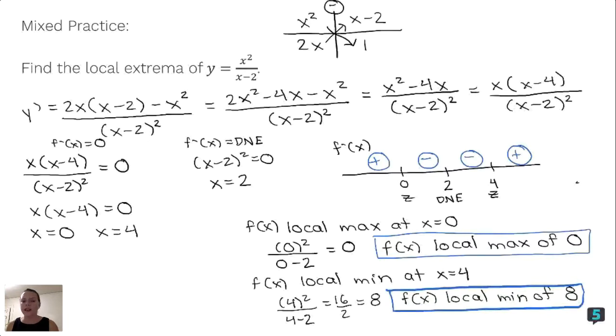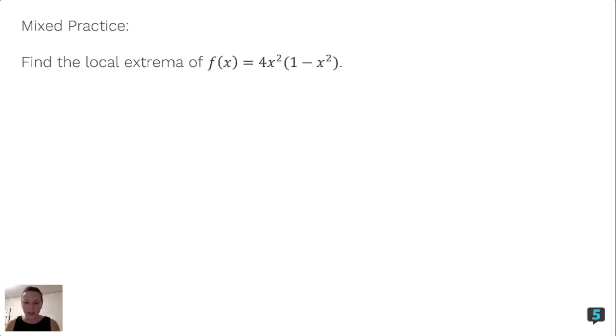Let's do one more example together. I know we've been at it an hour, but I want to do one more with you, okay? This next one, I want us to find the local extrema for 4x squared times 1 minus x squared. We've got to find the derivative. What rule are you going to use to find this derivative?